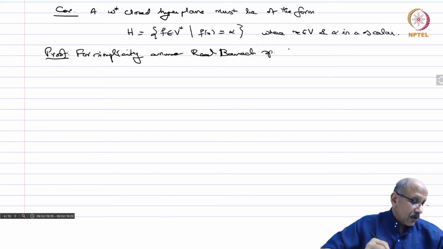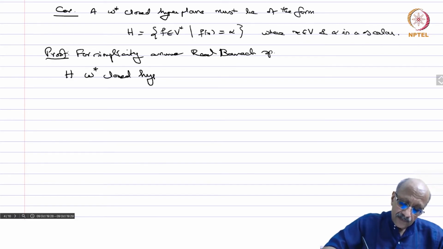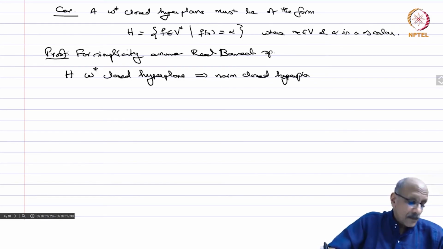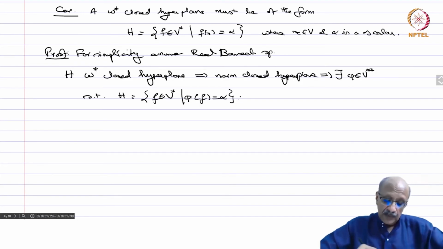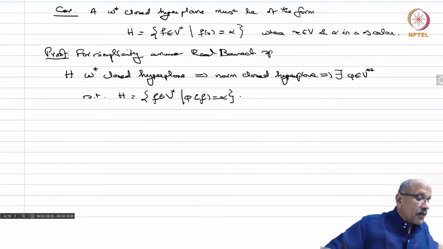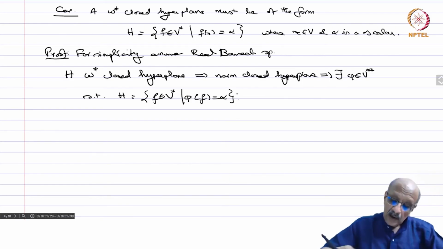Okay, so H is a weak star closed hyperplane. Weak star is contained in weak, which is contained in norm, so this implies H is a norm closed hyperplane, and this implies there exists a phi in V double star such that H equals the set of all f in V star such that phi of f equals alpha, because we know these are the only closed hyperplanes in the norm topology. Okay, so alpha is some real number.